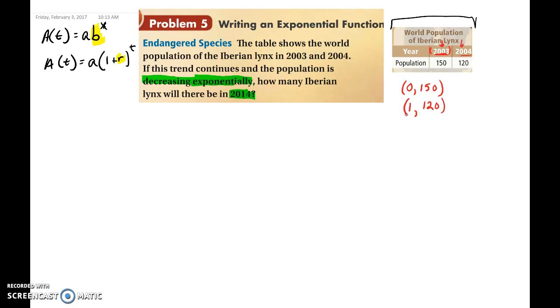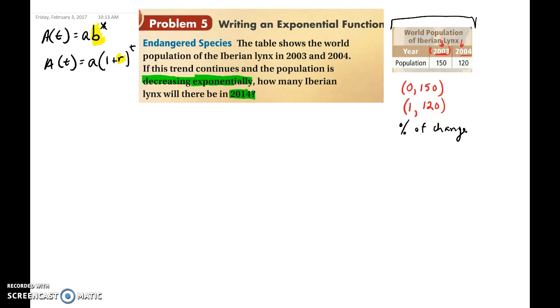So now what we need to do is solve for b, or we can solve for r. Now there's a few ways that you can do this. I'm just going to go over one way. If you would like to know some of the other ways, then after class you can ask me and we can go through it. But we're going to find the percent of change.